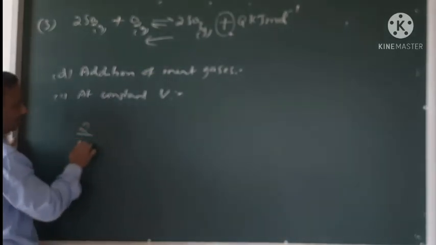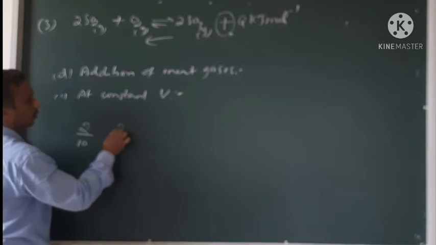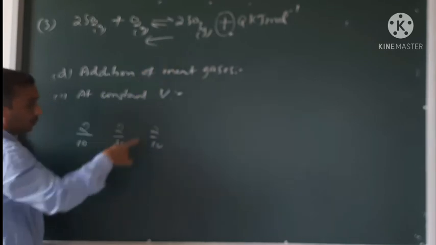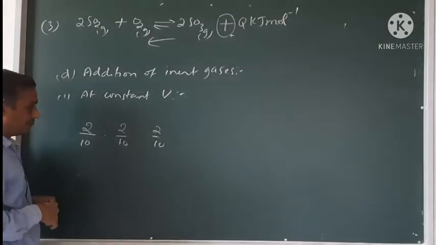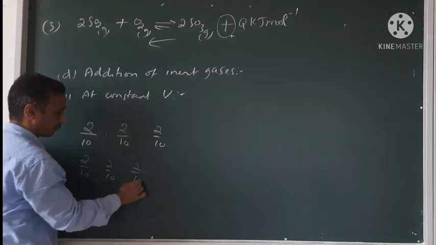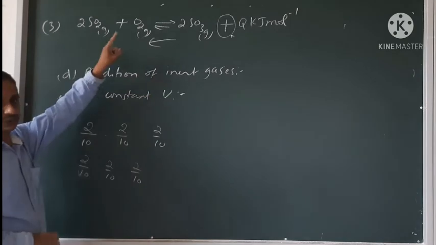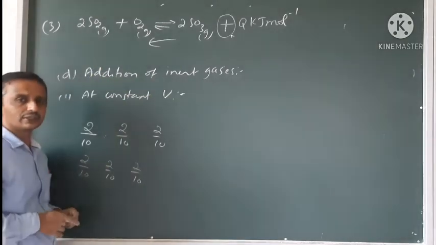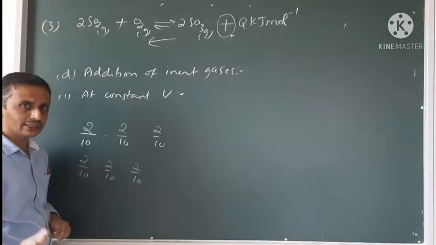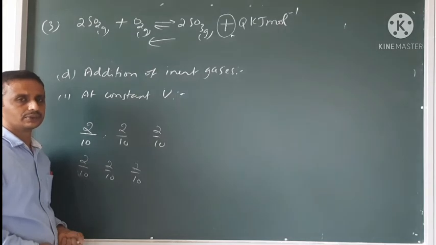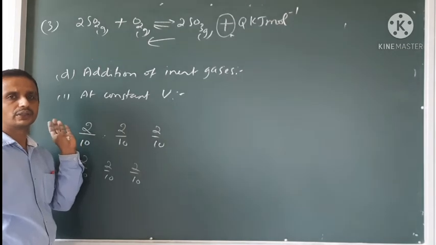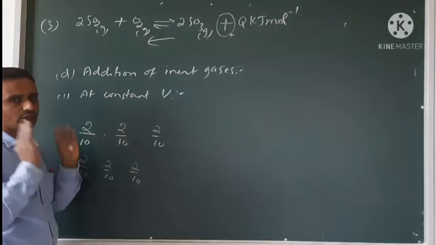So here 2 by 10, 2 by 10 for this, 2 by 10 for the SO3 also. Volume is the same, so 2 by 10, 2 by 10, 2 by 10. 2 is the number of moles, you see. That will not be changing. Therefore, when we add inert gases like argon at constant volume, no effect will be there on the direction.